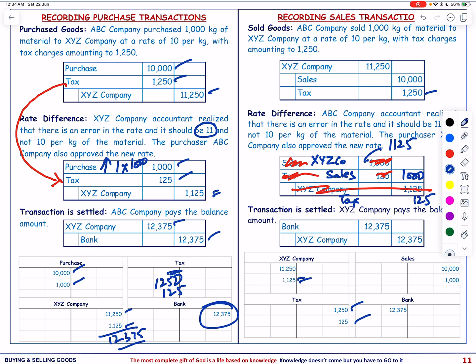But I would like to emphasize at this time that now the adjustment will be referred to as a debit note and not a credit note, because there is an increase in purchase. So we can summarize that if purchase value decreases, the seller will issue a credit note, and if purchase value increases, the seller will issue a debit note. So this completes the video on debit and credit note.